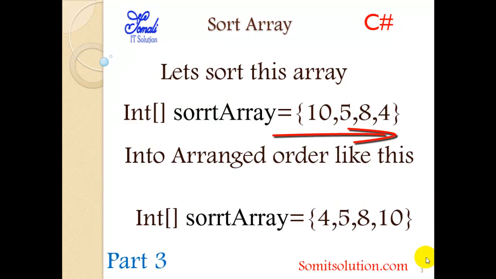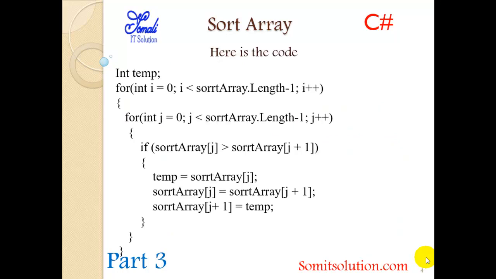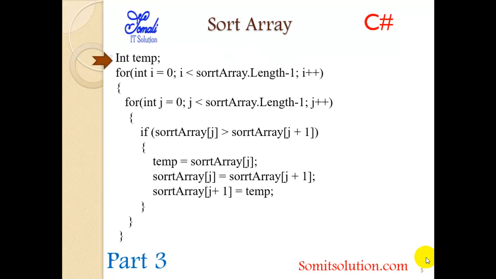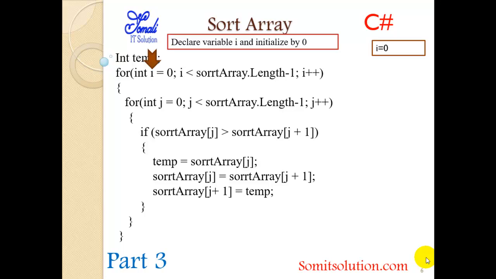Let's sort this array 10, 5, 8, 4 into 4, 5, 8, 10 from smallest to largest. Here is the code we are going to analyze. Let's declare variable temp. This variable we will use to store data before we swap the two numbers' positions.